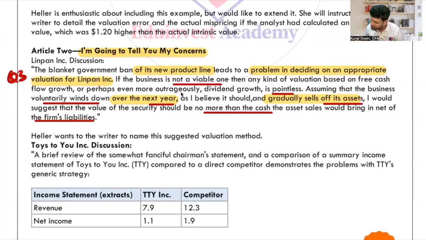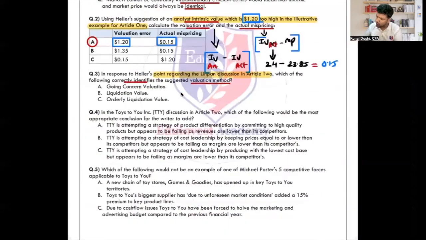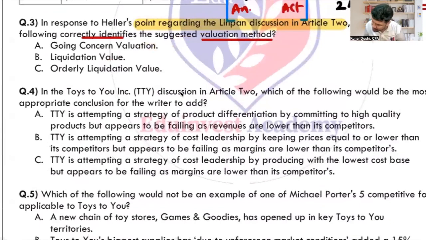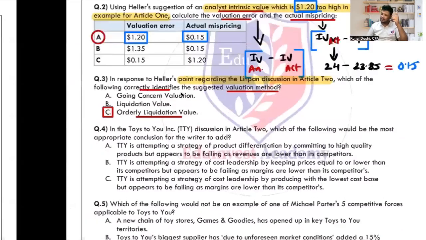Heller wants to name the suggested valuation method. So which valuation method should we use? Now they have told us going concern. We can't use going concern. Why? Because the company is going to shut down. Correct? Now, there is liquidation and orderly liquidation. Liquidation value is when you are shutting down immediately. But when you're going to do that over a period, yes, very rightly said by everyone, we are going to use orderly liquidation value. Everyone with me? Check.